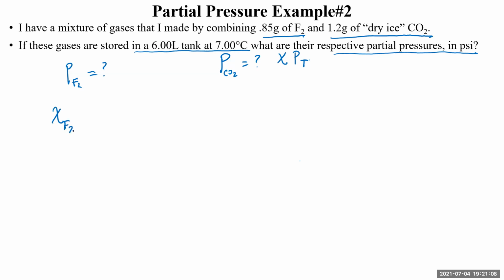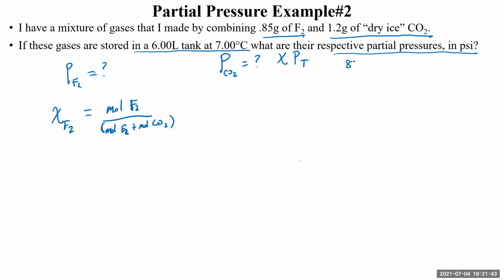The mole fraction of fluorine is going to equal what? Well, it's going to equal the moles of fluorine gas divided by the moles of fluorine gas plus the moles of CO2, dry ice. Dry ice turned into a gas, of course, not in its solid form. Okay, so it looks like we're going to have to figure out the moles of both of these. So let's do that over here.